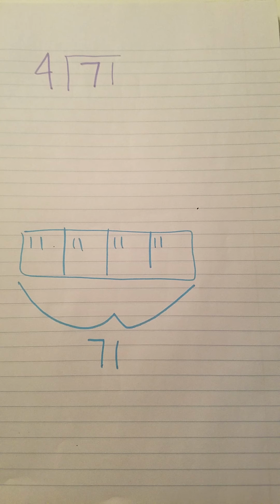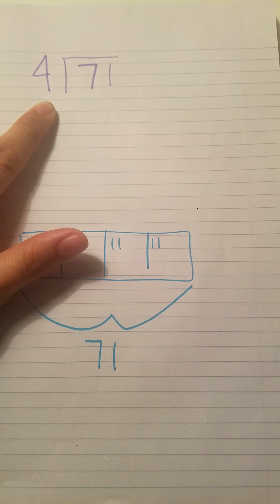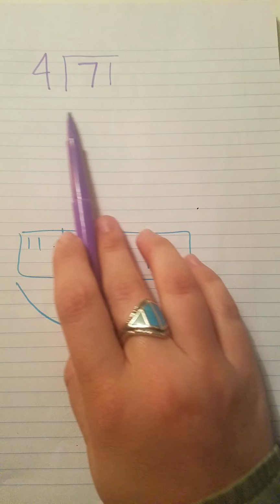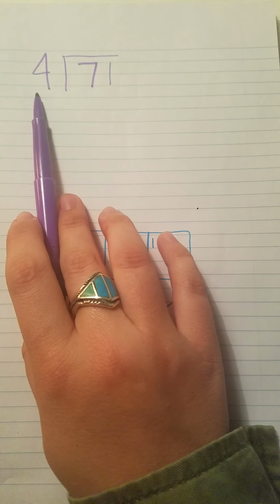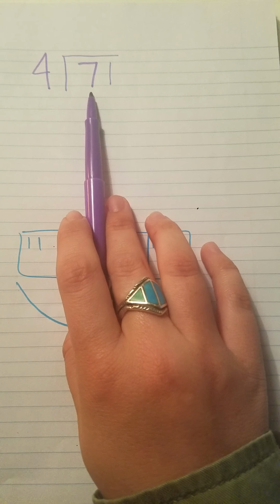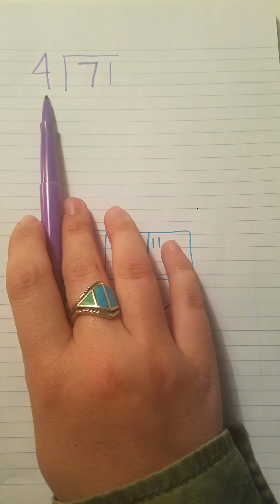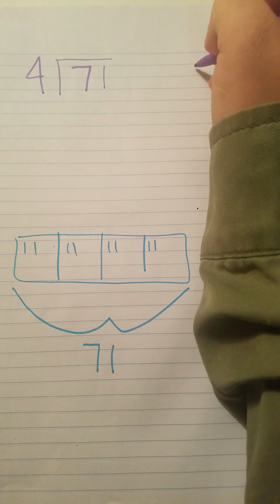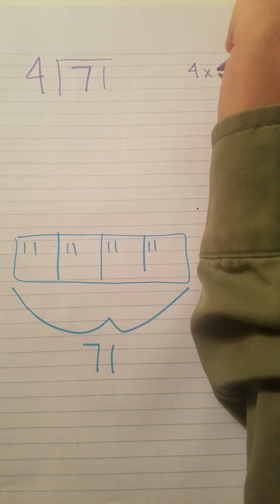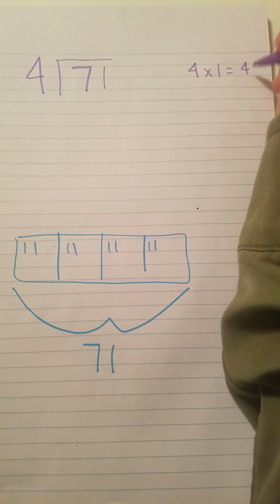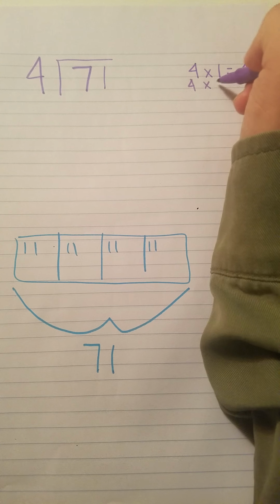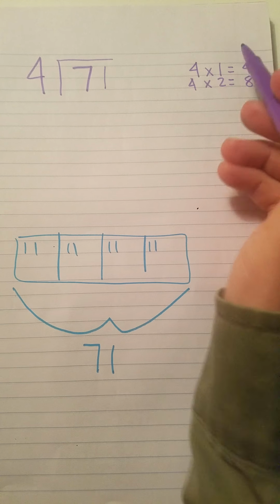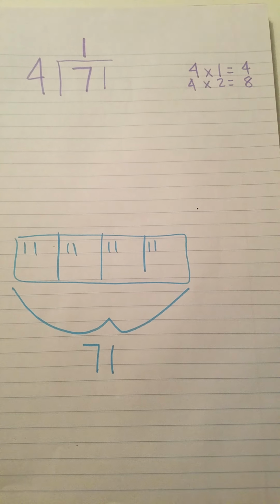So we're going to go back up to our problem up here. And first we're going to think, okay, can 4 fit into 7? How many groups of 4 can I make without going over 7? This one should be one that you can do in your head, but if you can't, that's okay. We can always come off to the side and think, okay, 4 times 1 is 4. 4 times 2 is 8. Okay, well, we're already over. So we can only put one group.